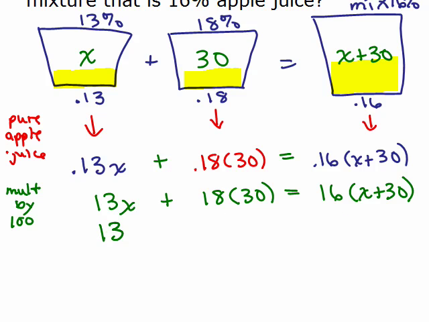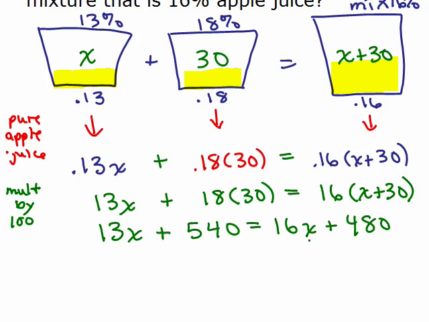So 13x plus 18 times 30 is 540. And then we have 16 times x is 16x. And 16 times 30 is 480. And by the way, I chose to multiply by 100 because I had to move 2 places to the right. That's the most I had to move the decimal point in any one of these terms. So that's the least common denominator if you had written this as a fraction, 13 over 100, 18 over 100, 16 over 100.